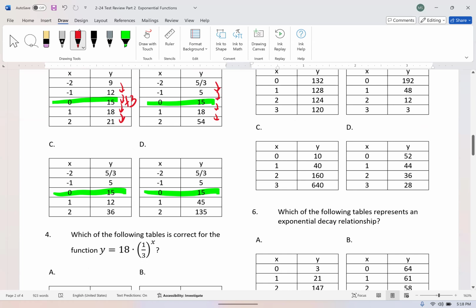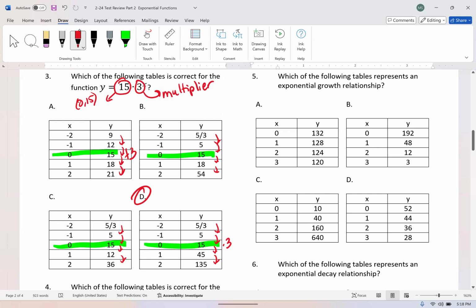No, looks like times 3 at first, but not here. So that's a little weird. Nope, that's not it either. Okay, and then D, we have to consistently be times 3. So here we go. All of these are multiplied by 3. So this is it. D is the correct answer. So that matches the table.